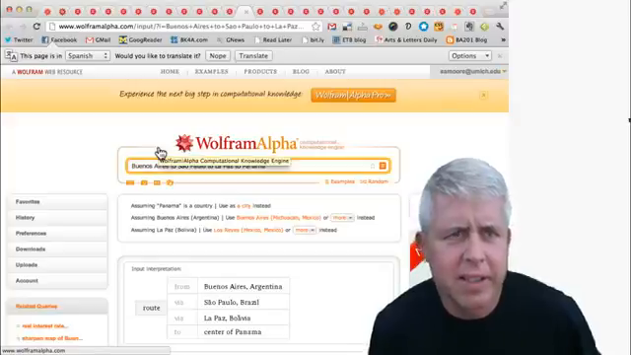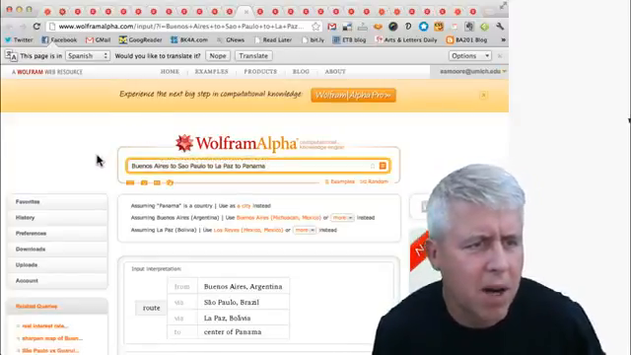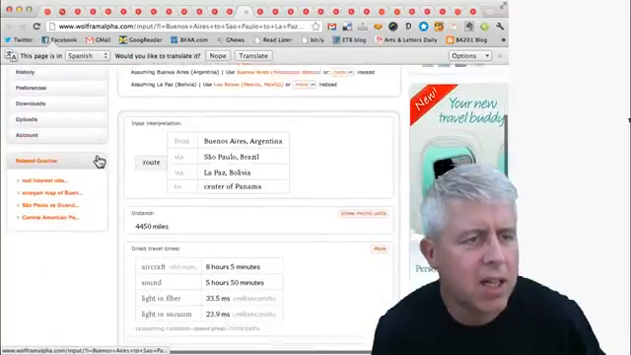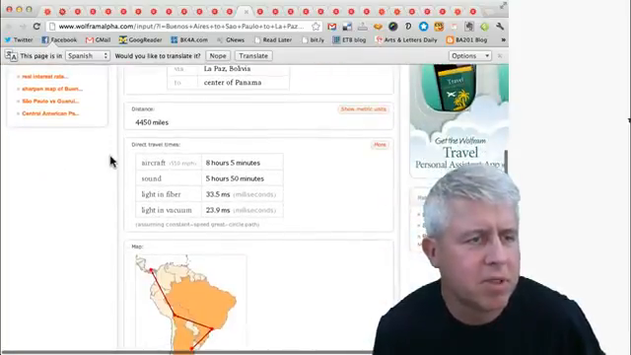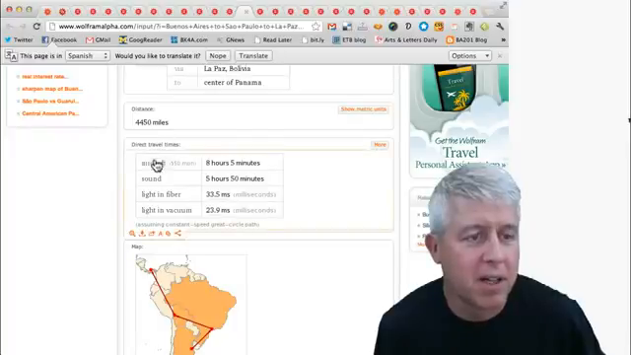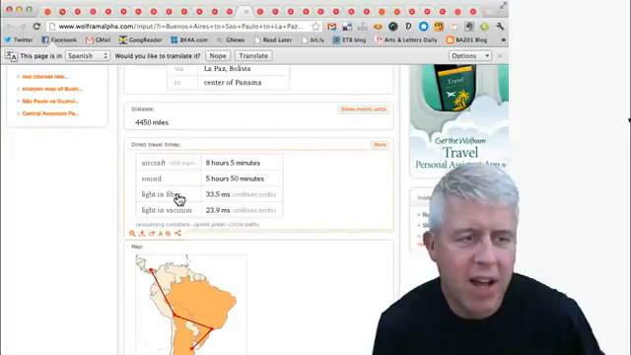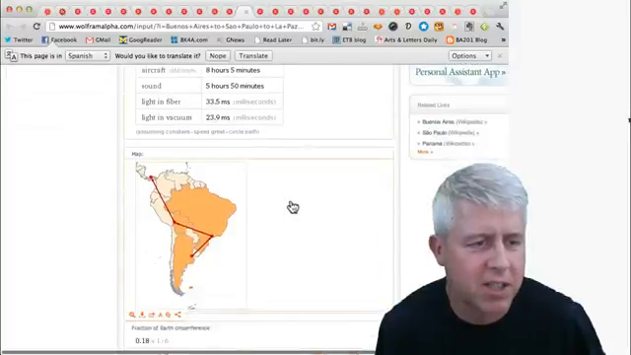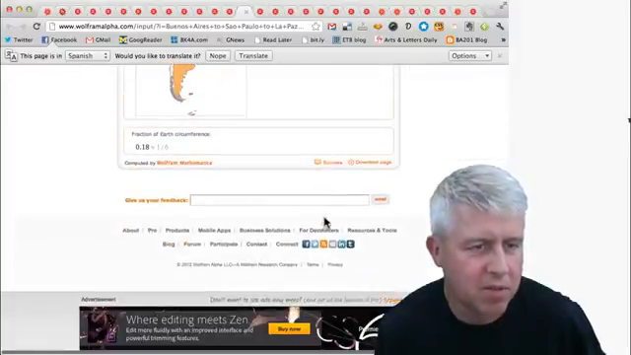I wonder what the distance is from Buenos Aires to Sao Paulo to La Paz to Panama. Well, it says, if we go that way, it's 4,450 miles. It'll take that long in an aircraft. Light going over fiber optics would take 33.5 milliseconds. And it maps it out.